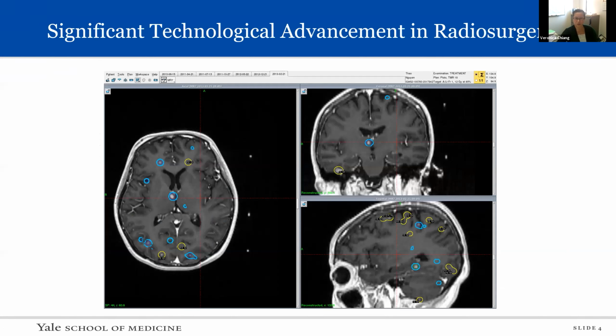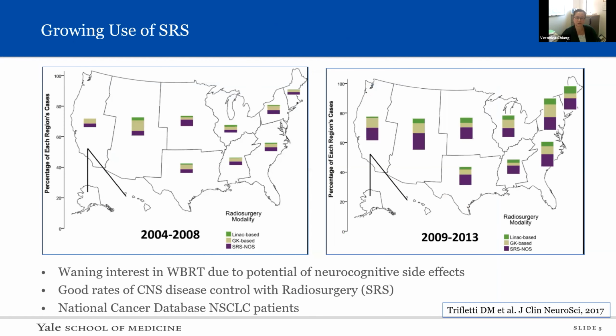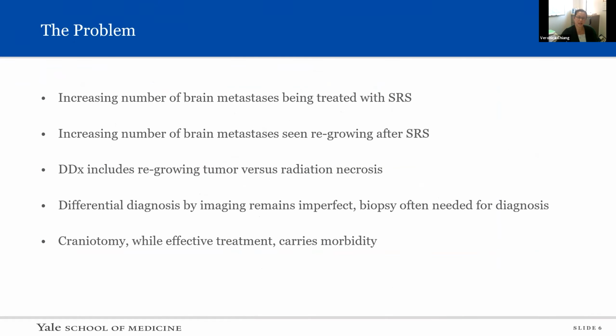What is less controversial is this, which is radiosurgery again and again and again. Technology has gotten so good now that we're using it as first, second, and third line treatment for brain metastases. And so this article by Dan Trifiletti and his group shows, in fact, how much more radiosurgery we do today than we did a decade ago. And so as we treat an increasing number of brain metastases with radiosurgery, we are seeing an increasing number of brain metastases regrow after radiosurgery. And so this is not controversial anymore.